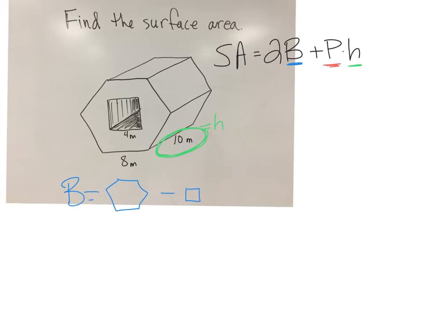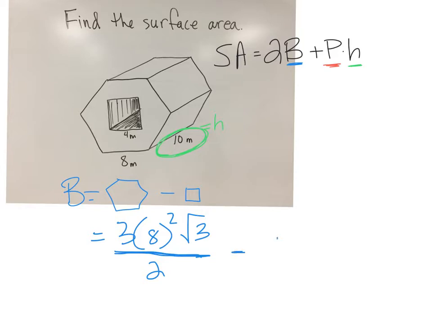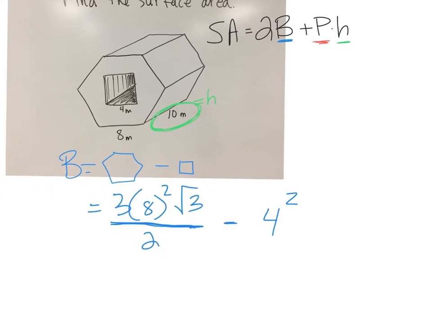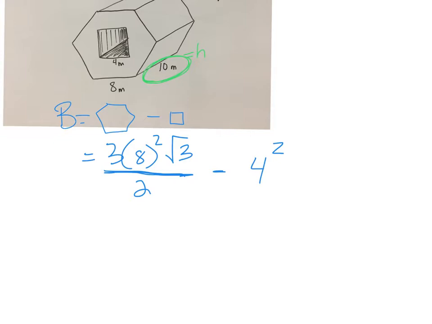So we're going to use our special hexagon formula, which says 3 times the side length squared times the square root of 3 divided by 2. That is the special hexagon formula for calculating the area if we know the side length. Minus 4 squared, because that's the area for our square. Okay, putting this in the calculator, we end up getting 150.28 is the area of that hexagon minus your square.